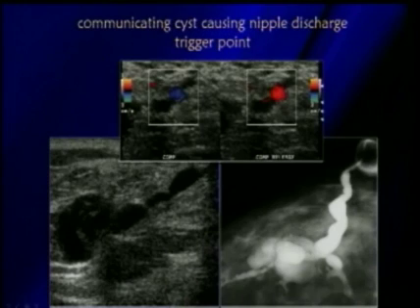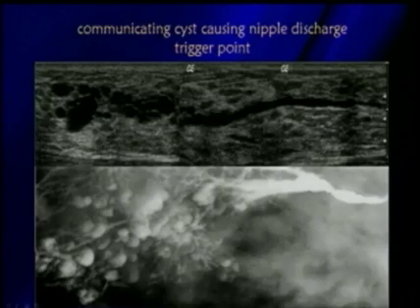This is another patient where we can see communicating cysts causing nipple discharge, sort of the trigger point. As we compress on the cyst, you can see that we got the flow to move one direction. When we released the compression, we saw that the flow came back. So that's just using color Doppler to show that trigger point.